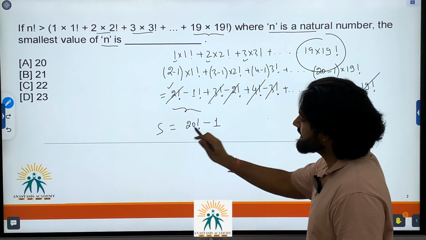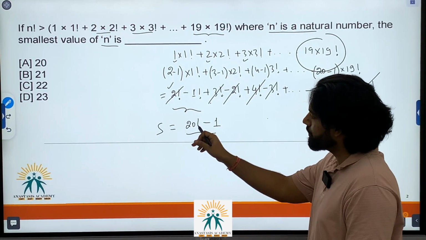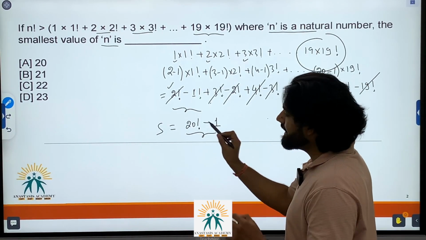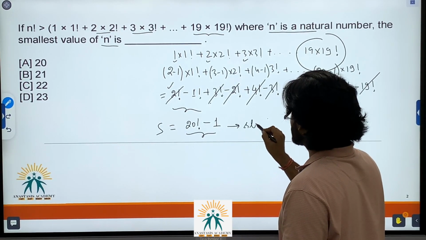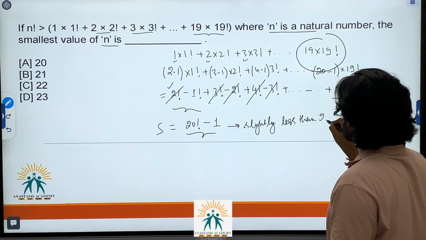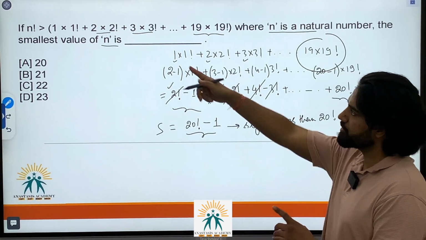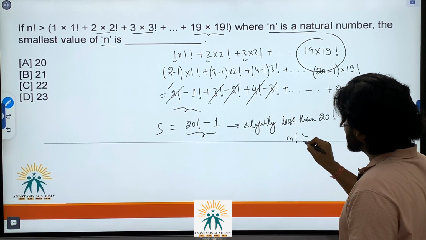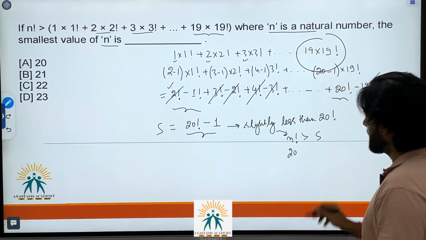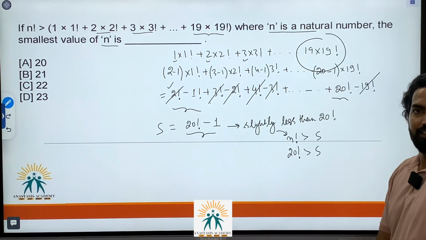I know this s is something less than 20 factorial, right? Because this sum is coming out to be 20 factorial minus 1, it means it would be slightly less than 20 factorial. If it is less than 20 factorial, so I can say if n factorial is greater than s, the minimum value of this n would be 20, because I know s is less than 20 factorial, so 20 factorial would be greater than s, right?